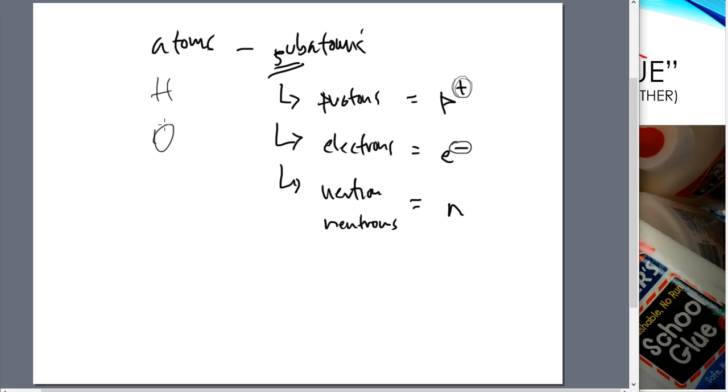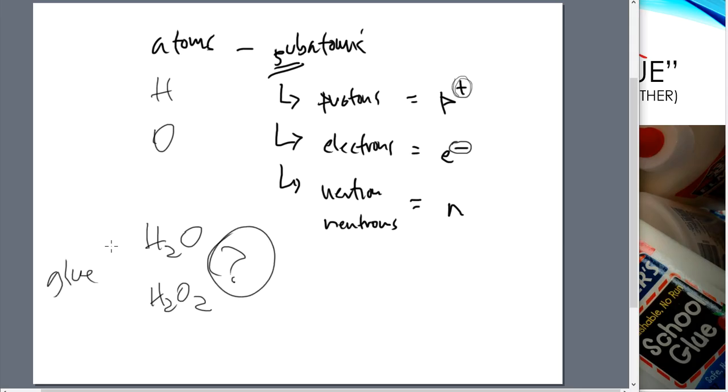Atoms are the simplest building blocks, and they make molecules, which are a little bit bigger. So again, hydrogen, atom. Oxygen, atom. Water is hydrogen and oxygen coming together. That's a molecule. Peroxide, hydrogen and oxygen coming together. That's a molecule. All right, so when we have H2O or H2O2, the question is glue, right?